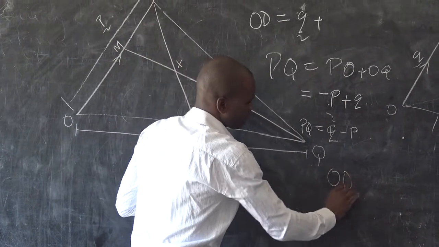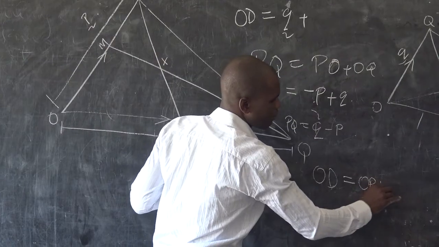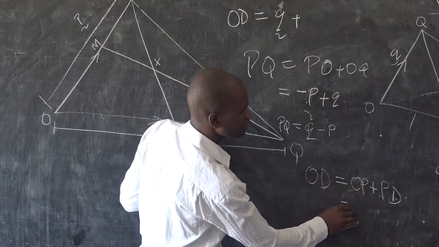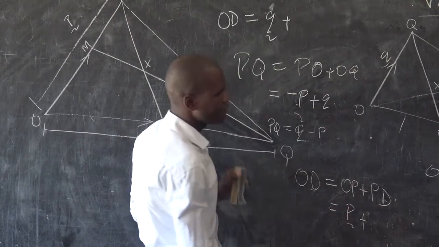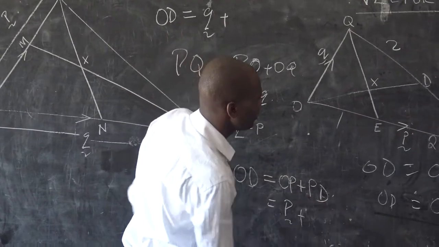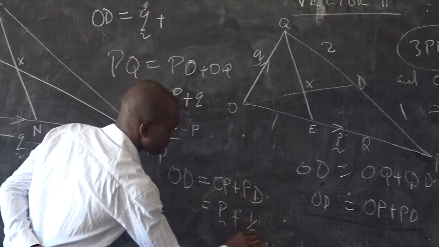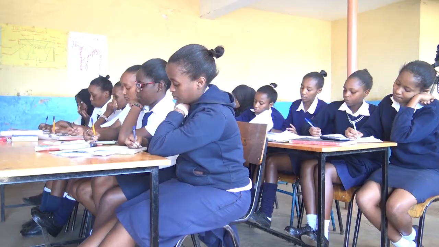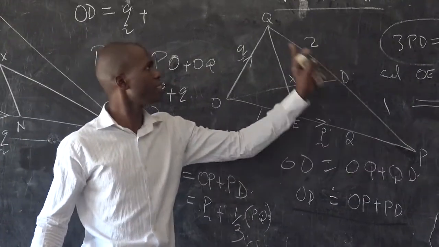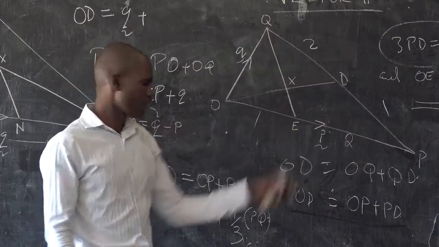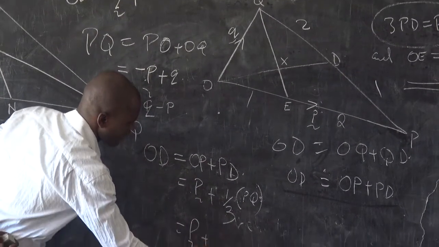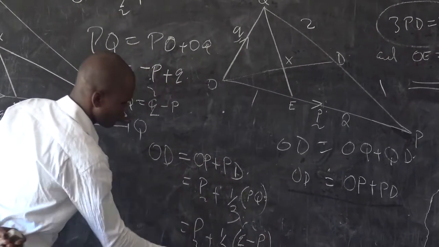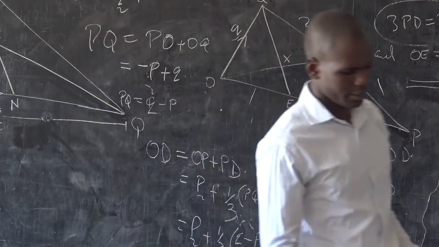So we say OD equals to OP plus PD. So OP is what? p plus PD. PD is now given by 1 over 3 of PQ, because D divides PQ in the ratio of 1 to 2. So we have p plus a third into q minus p, giving you what? What do you get there?